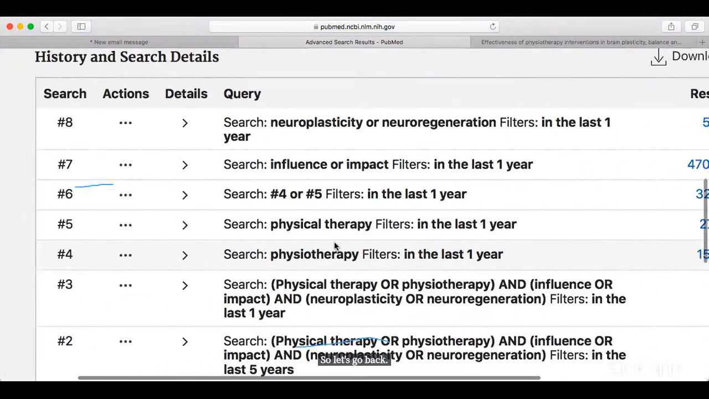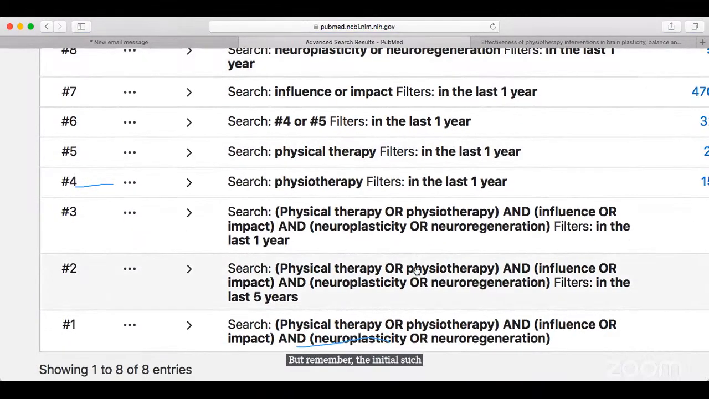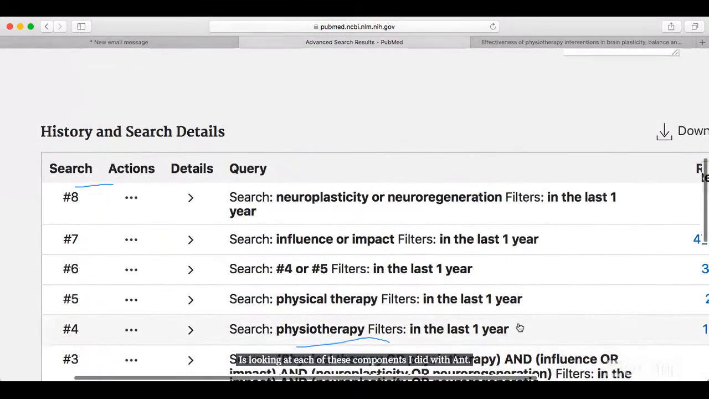Now, if you look at what we have here, 405 is physiotherapy or physical therapy. This one is influence or impact. This one is neuroplasticity or neuroregeneration. But remember the initial search strategy, which is number 1 here, is looking at each of these components added with AND. So let's do that.